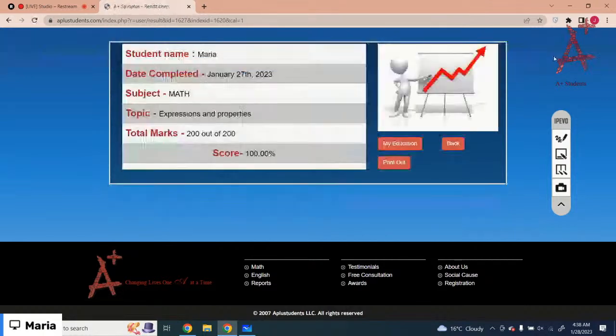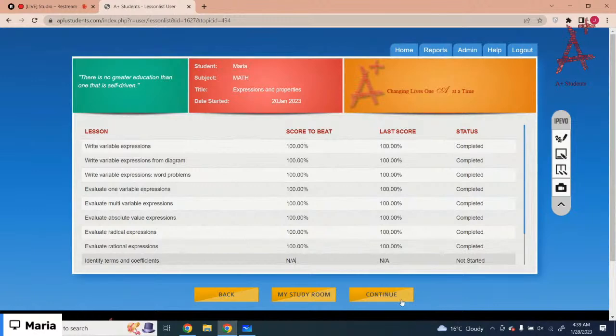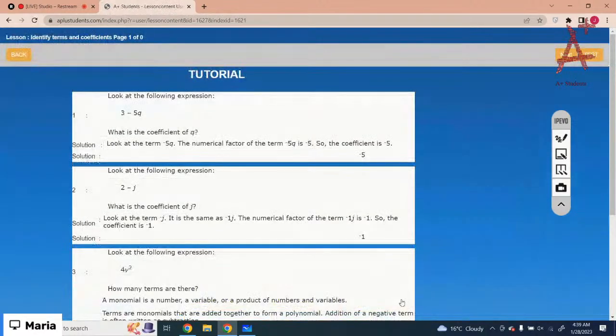Okay, we have done with the test. Let's just move on to the next lesson. The next lesson is identify terms and coefficients. Okay, here is the next lesson, identify terms and coefficients.